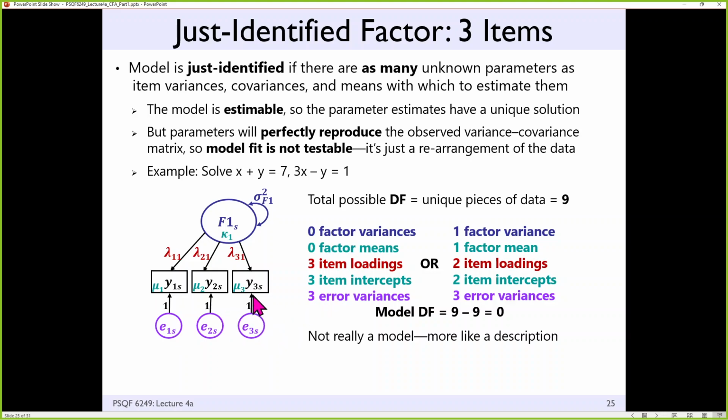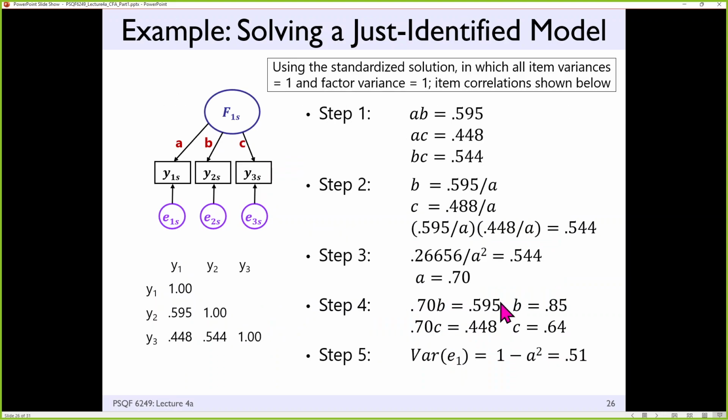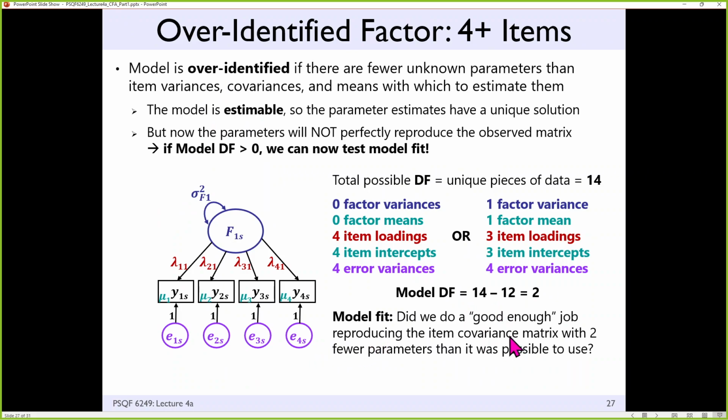So in this model, if I have 3 separate loadings, I'm busted. I don't have any room. I can't add an error correlation. In this model, how many could I possibly add? 2. Then I'd be busted. 0.